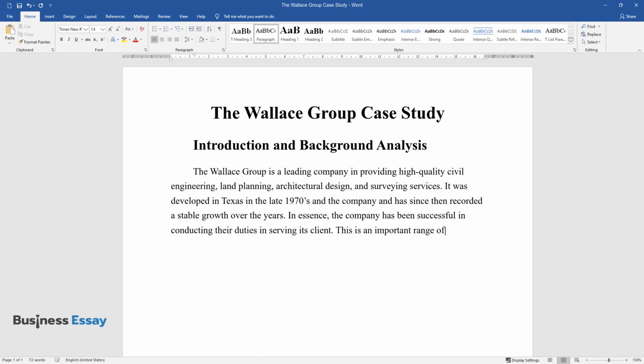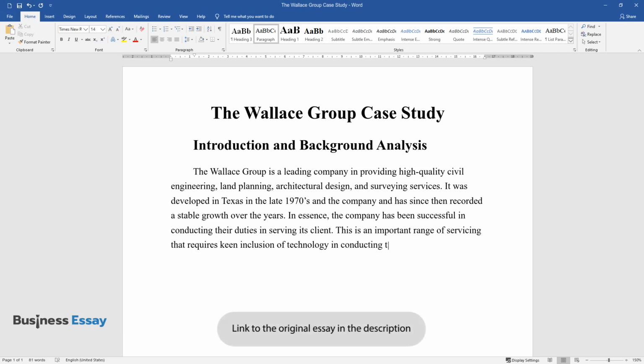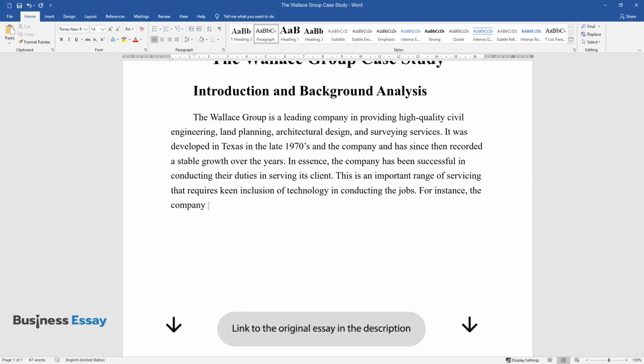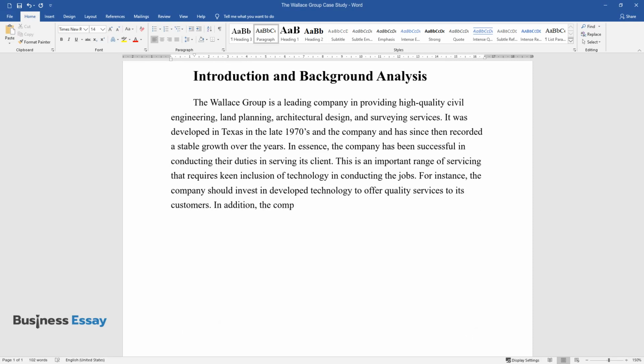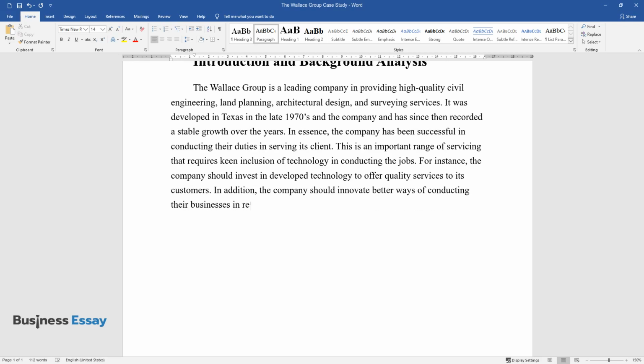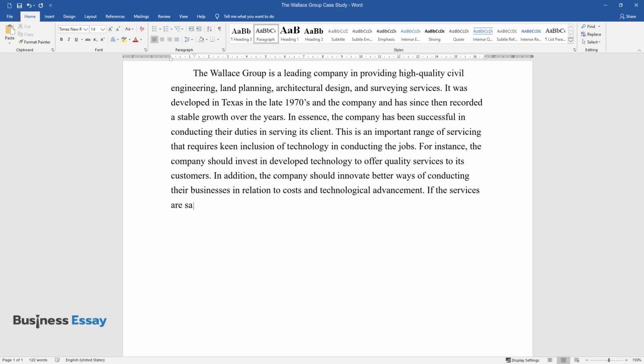This is an important range of servicing that requires keen inclusion of technology in conducting the jobs. For instance, the company should invest and develop technology to offer quality services to its customers. In addition, the company should innovate better ways of conducting their businesses in relation to costs and technological advancement. If the services are satisfactory, they will attract more customers and clients for more services.